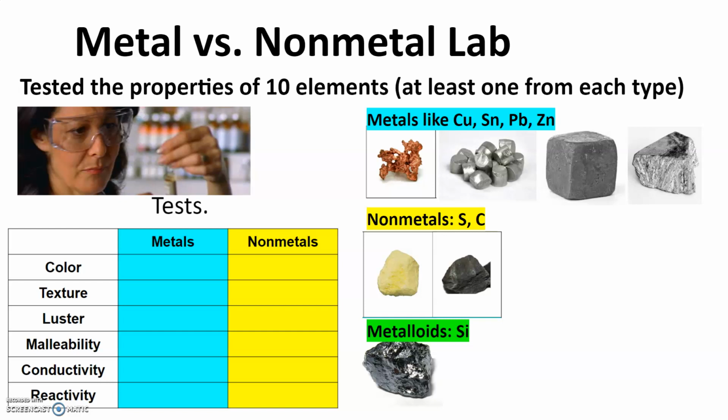In that lab, you tested the properties of 10 elements. You looked at metals like copper, tin, lead, and zinc, and nonmetals like sulfur and carbon. Remember, sulfur was the yellow one that kind of stank like eggs, and carbon was the charcoaly type one. Then we looked at one metalloid, which is silicon. You tested them for their color, texture, their luster, was it shiny or dull, their malleability, so were they malleable, could you bend them, or were they brittle, did they break, conductivity, whether they were a conductor or insulator, and if they reacted with acid.